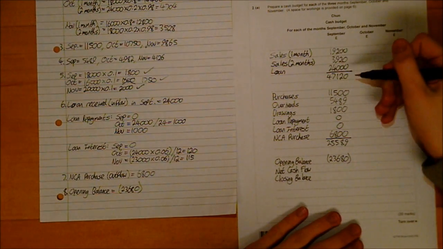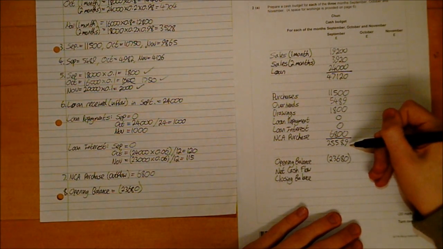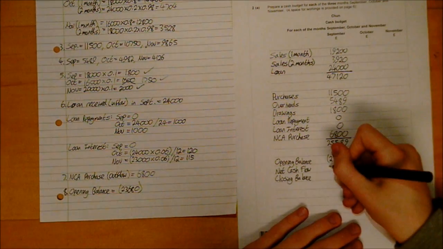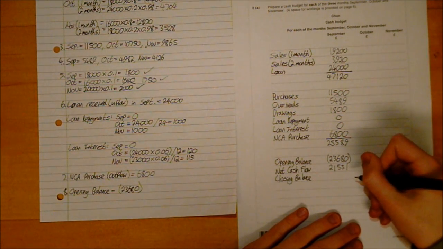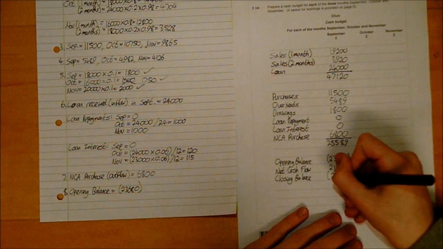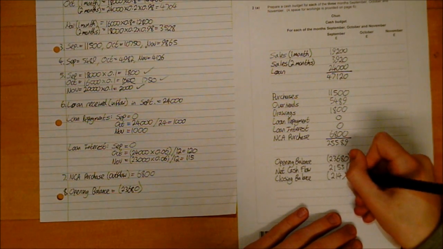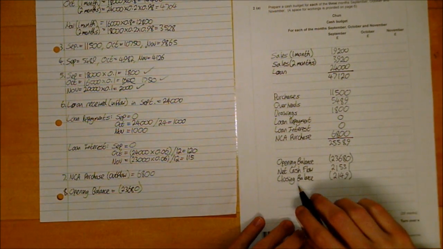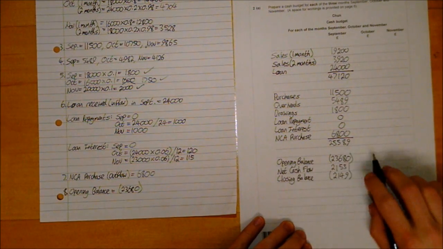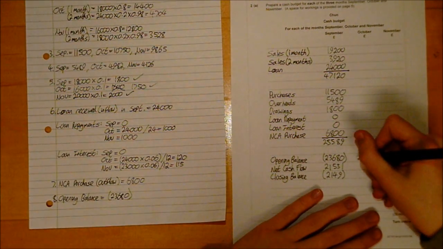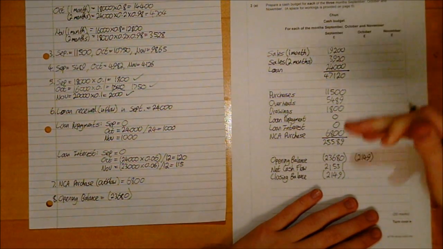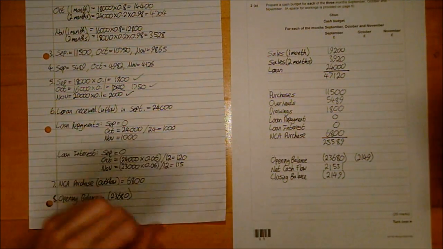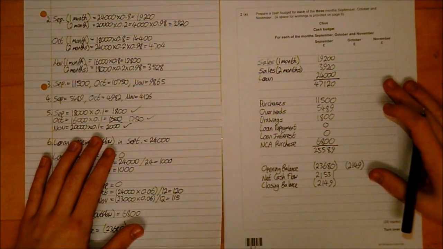So the net cash flow, 47,120 minus 25,589 is 21,531, giving us a closing balance still in overdraft, 2149. So that's the 31st of September, which becomes our opening balance in October. So closing becomes opening, like carried down becomes brought down in our T accounts. We have a new opening balance.